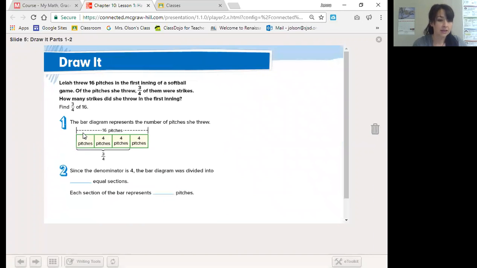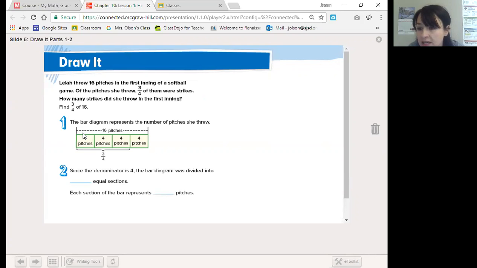All right, you guys, this is draw it. And we don't have anything else to write on our problem of the day except for that one problem. So you guys can just staple your problem of the day to this packet when you're finished, okay? Keep all 3 pages. So Leila threw 16 pitches in the first inning of softball game. Of the pitches, she threw 3/4 of them that were strikes. How many strikes did she throw in the first inning? So find 3/4 of 16.